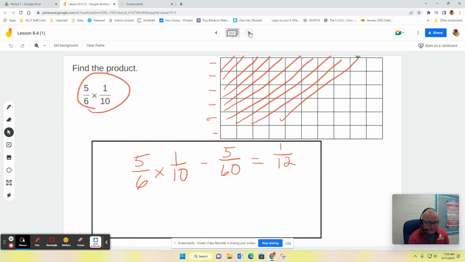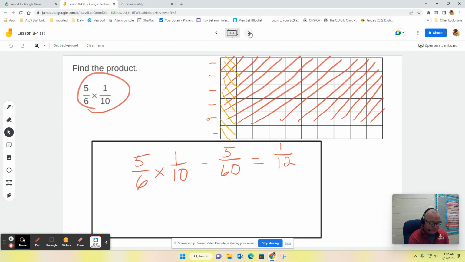And we'll use red just because. So there is my representation of 5 out of those 6 all colored in. Now I want to go the other way, up and down, and I look at there's 1, 2, 3, 4, 5, 6, 7, 8, 9, 10. So I'm going to color in one of those 10s all the way up and down.